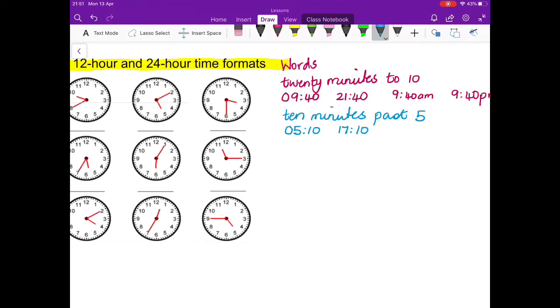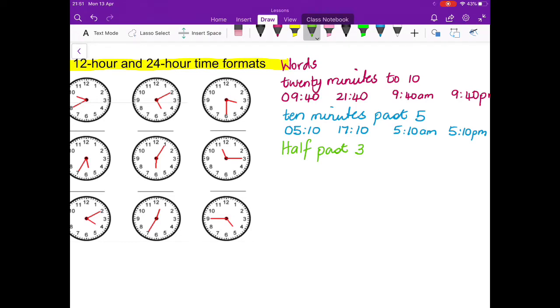In 12-hour format, you would have 5:10 a.m. or 5:10 p.m. Let's look at the last one. You cannot say 30 minutes past 3. Yes, it is 30 minutes past 3, but you have to write it in acceptable format. So for this one, it is half past 3. And again, we do not know if it's morning or evening.